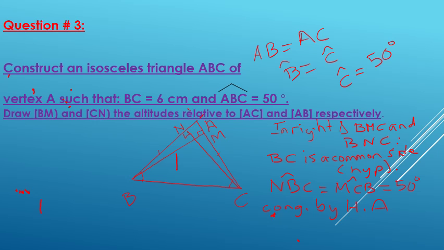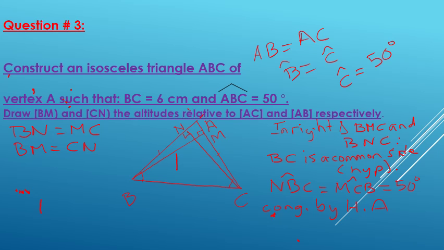What are the homologous elements? First, let's name the sides. Name the sides, Hassan. BN is equal to MC. And BM is equal to CN. These are the sides. We have angle N and angle M are 90s, right? Yes. Angle B is equal to angle C.